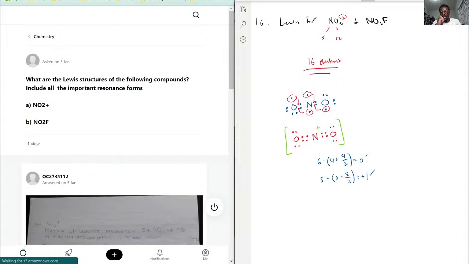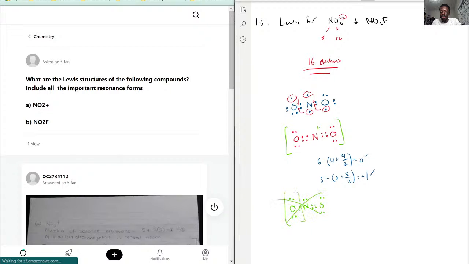Now, they do ask us to include all the important resonance forms. There are possible forms, but if I drew that resonance, it would no longer be following the octet rule. For example, if I moved one of the double bonds to make it into a single bond, and the oxygen was like this, with just 1 bond between them, and now nitrogen had that. Although this could be a resonance form, this doesn't really work because this oxygen here is no longer following the octet rule.